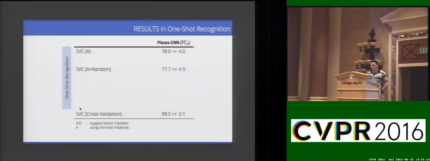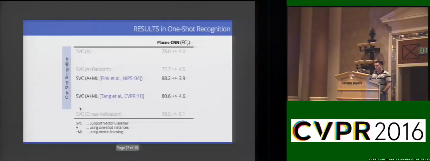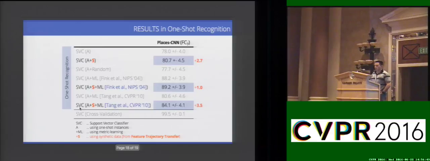So our results on one-shot recognition of scene locations, or webcams as you've seen before, show that if you add existing approaches to one-shot learning, you can actually improve the results over training with single instances alone, indicated by capital A here, and the other approaches by capital ML. But in any case, if we add features that we synthesized using feature trajectory transfer, we can actually obtain gains ranging from 1 to almost 4 percentage points.